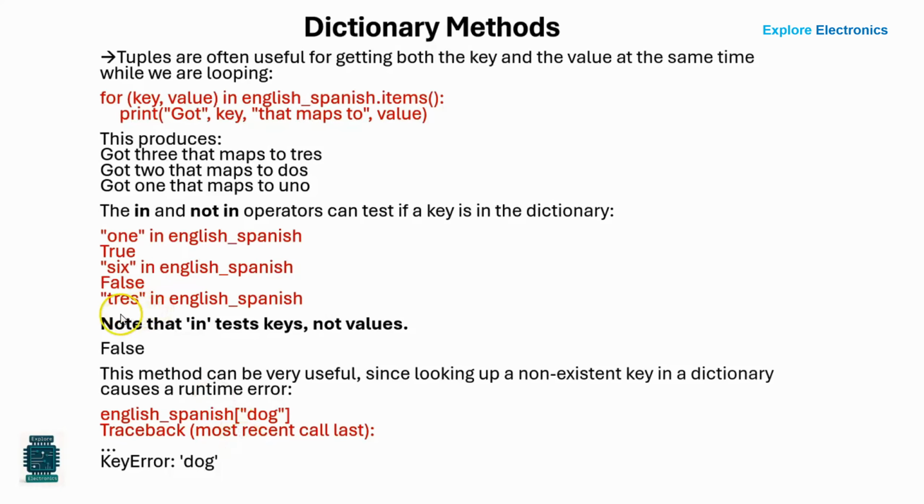No, it will return false. Why? Because it will test only the keys. For example, 1, 2, 3, not the values. Here tres, dos and uno are the values. It will test only the keys 1, 2, 3, not the values. That's why tres in English will return false.